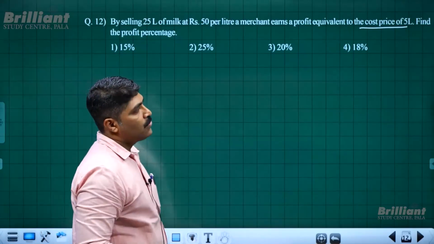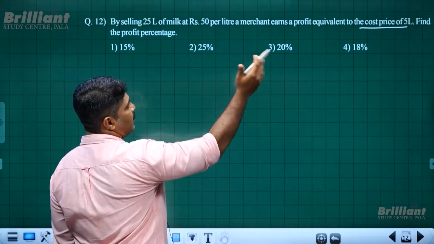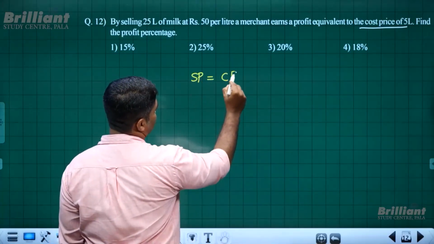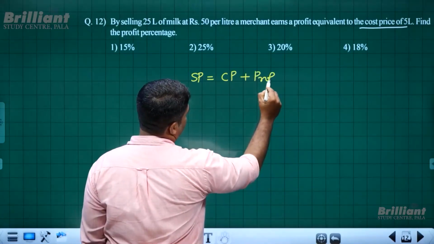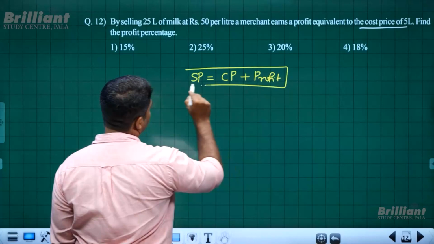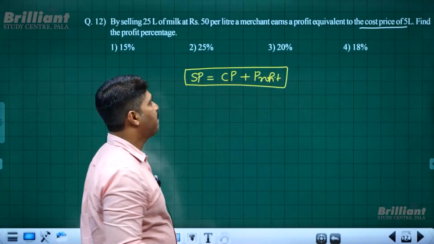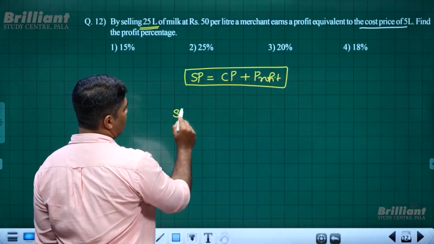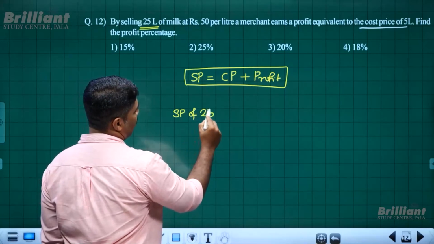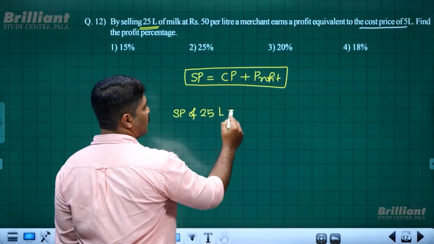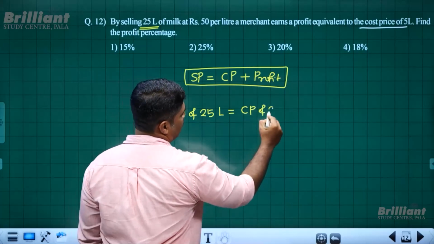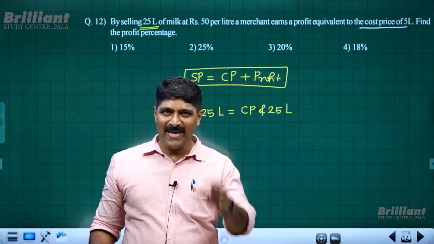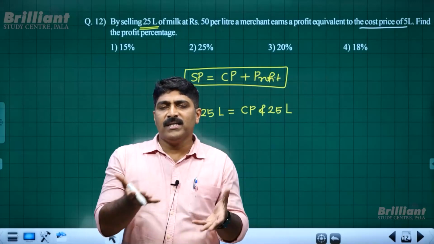Such a situation, so what basic idea do you have to consider? If it is a situation of profit, we have to consider this basic relationship: selling price is cost price plus profit. Based on this idea, we are developing the concept here. This is a case of 25 litre sale. So what do you have to do? Selling price of 25 litre is equal to cost price of 25 litre, when there is no profit or loss. So that's the first step. We are starting our assumption like that.